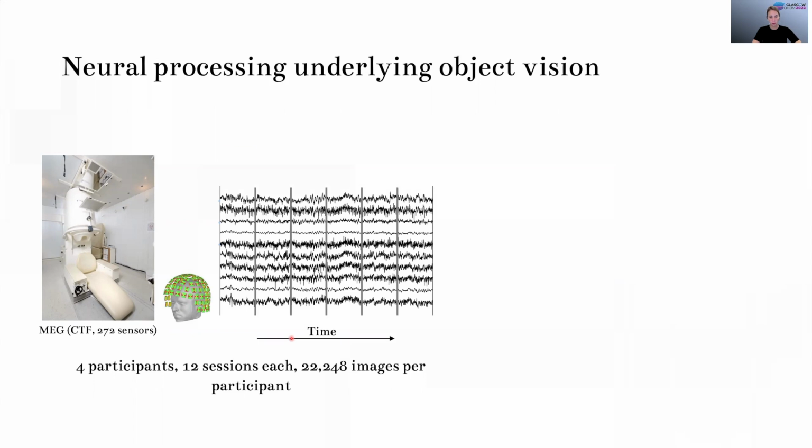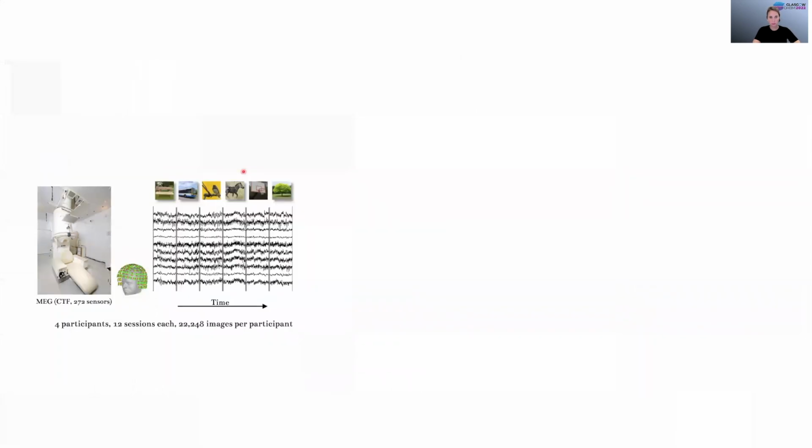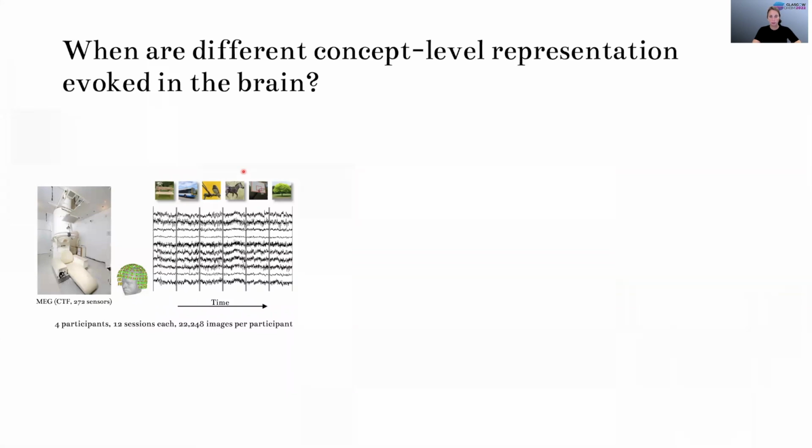Each of these horizontal bars here shows a trial. So, for example, in this first trial, the participant might have seen a bench, in the second one a bus, and then other images for each of these trials. The most obvious thing we can ask here is when are different concept level representations evoked in the brain?